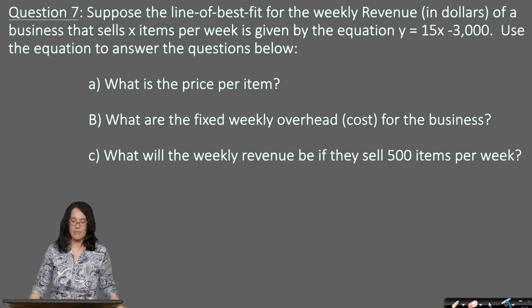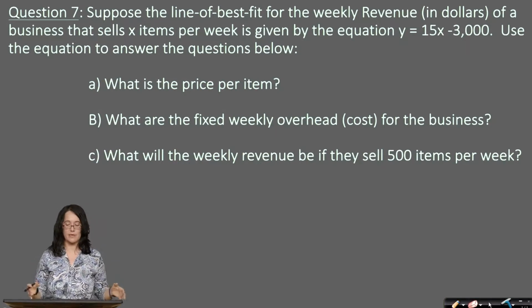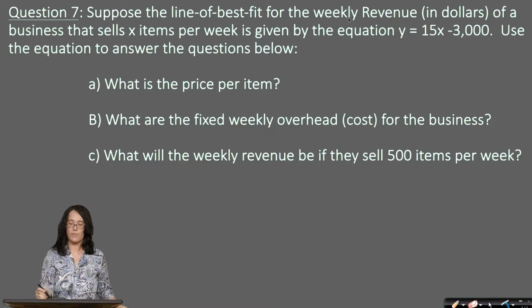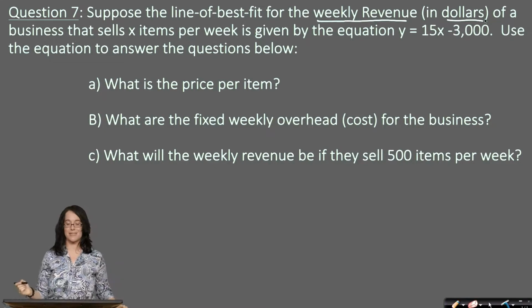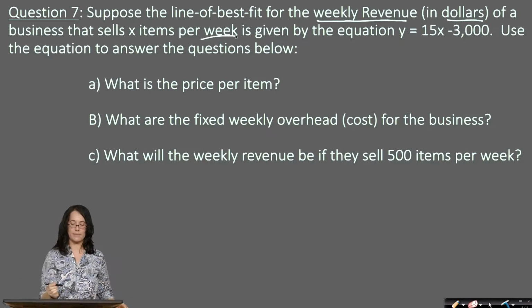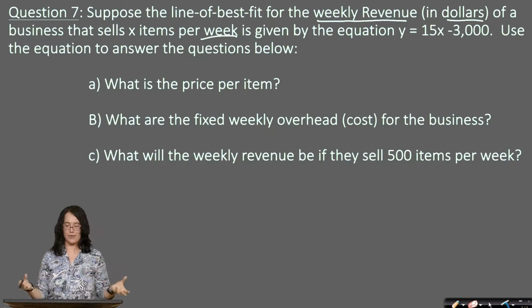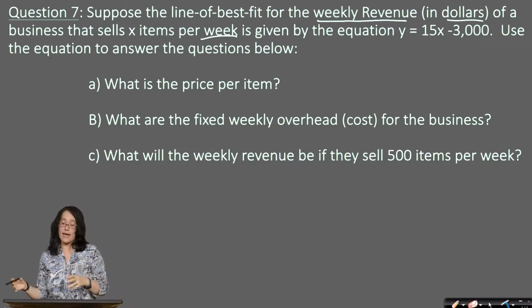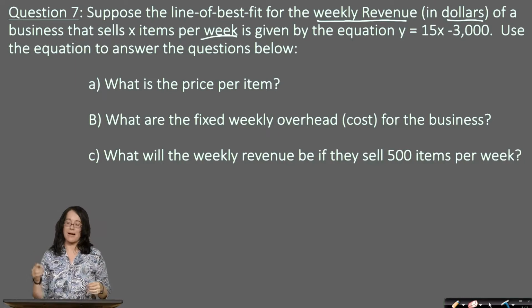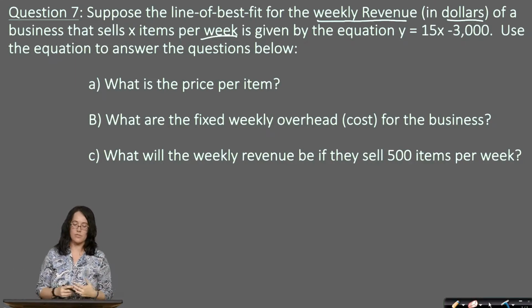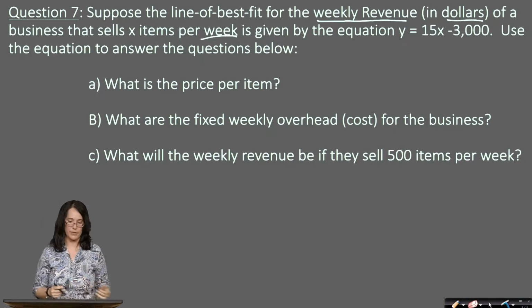Suppose that there is a line of best fit that's been given to us, and you'll study this in statistics, for weekly revenue measured in dollars for a certain business that sells X items, so X is the number of items it sells per week. And they found the equation to be Y, which is your revenue, equals 15 times X, which is the number of items you sell, minus 3,000. Use this equation to answer the questions below.